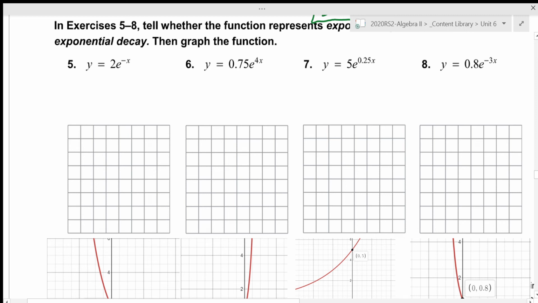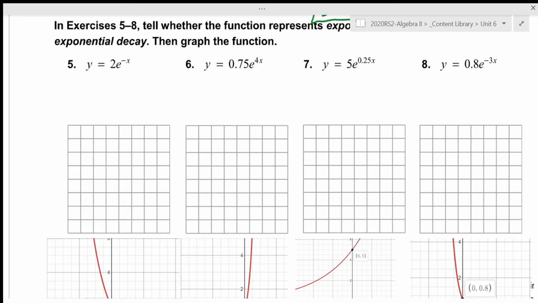Hello, Algebra 2 students. Today we are going to practice a few more graphs of natural exponential functions, and we are also going to look at population decline with exponential growth, and lastly, continuous compounding interest. So let's start with some graphs.